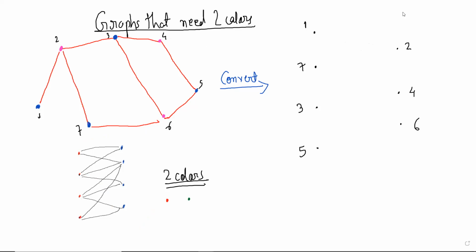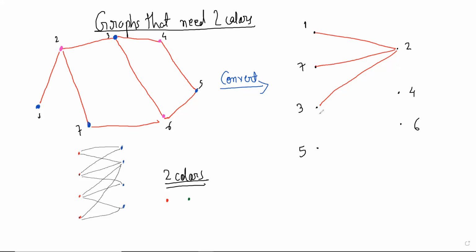I'll join 1 and 2. Should I join 1 with anything else? No, right? Because 1 really doesn't have any other neighbors. Okay. Now, what should I join with 2? What should I join 2 to? 3, right? 2 is joined with 3 because I have to draw the exact same picture on the side, the exact same relations. Then you have 2 and 7, and so you just join them.